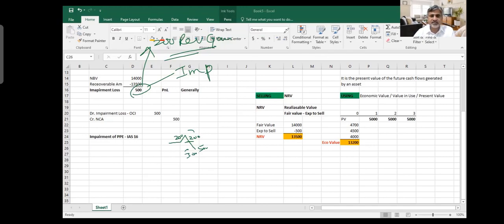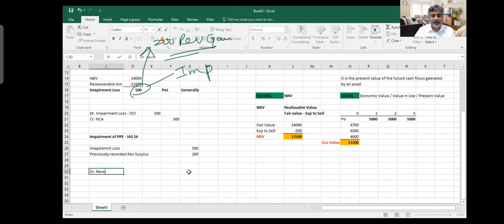So based on what I just explained, let's create an example where the impairment loss is 500. Previously recorded revaluation surplus: this asset had a previously recorded revaluation surplus of 200. You had already recorded this before, so now you need to reverse it. Your double entry will be: debit your revaluation surplus 200, debit your impairment loss the remaining 300, and credit your non-current asset 500.